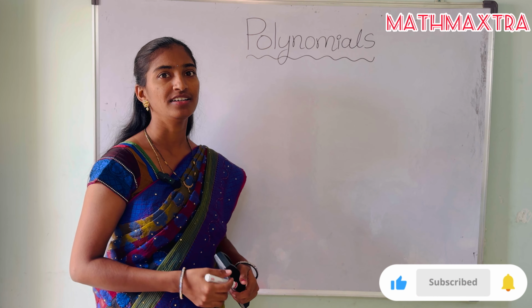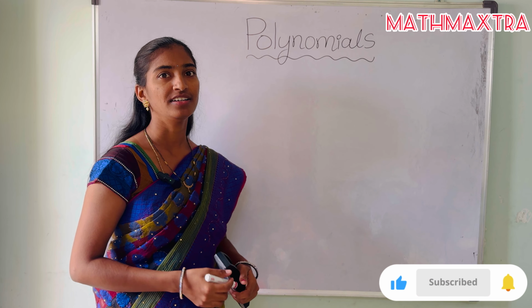What is the difference between an algebraic expression and a polynomial? If you take an algebraic expression, we can consider all types of variables in one expression. Sometimes, 3x square y plus 3xyz plus 4y square. This is an algebraic expression. Now you observe there is a combination of variables. Here x, y, z, three variables are there.